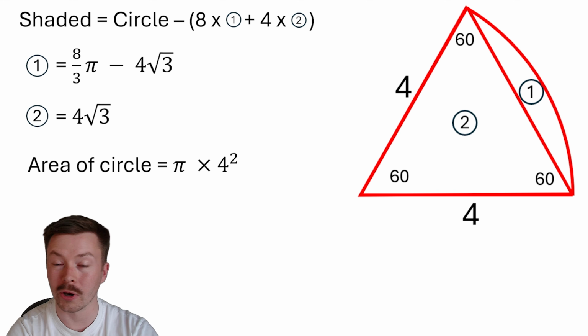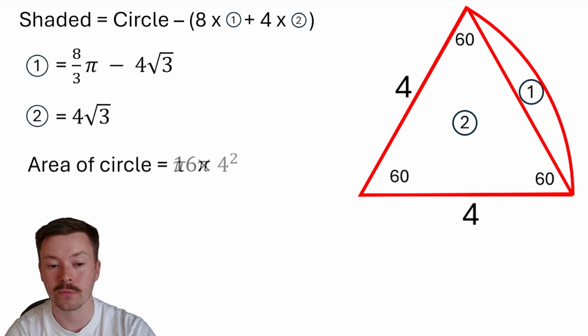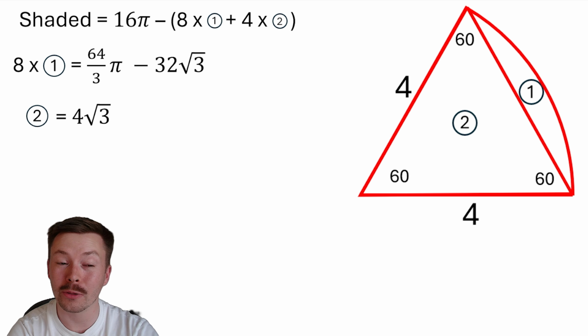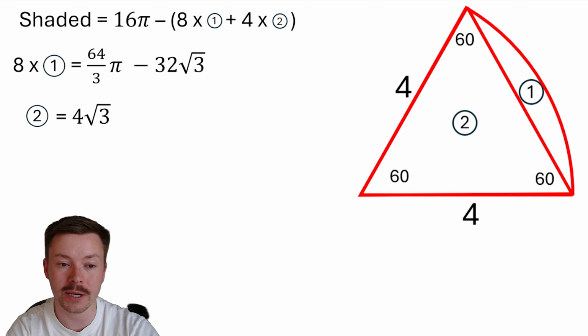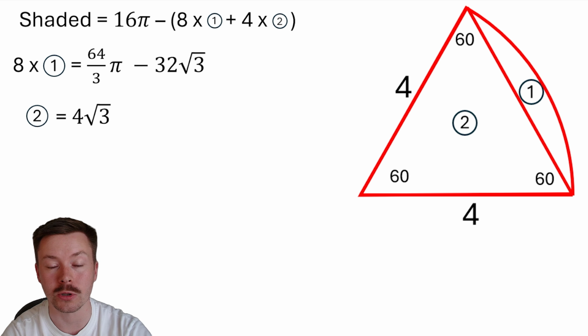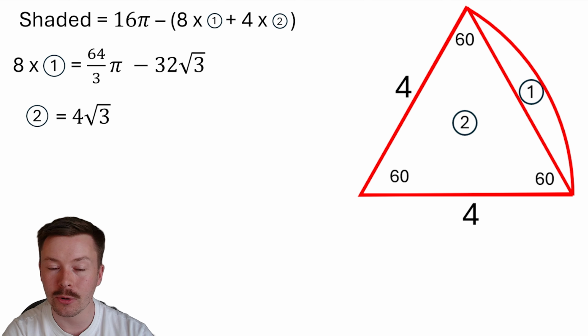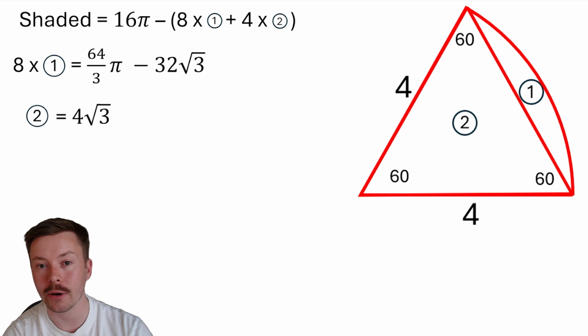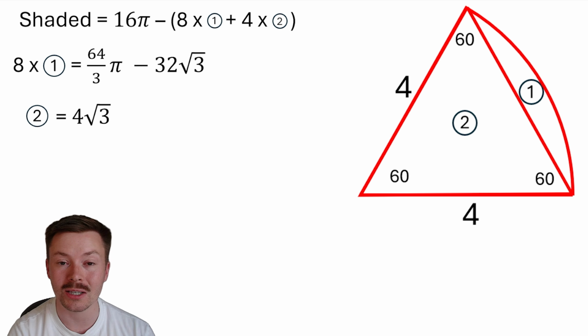So we're going to work out the area of the circle first, which is 16 pi. We're going to plug that in. Then we're going to do 8 lots of 1, which is 64 over 3 pi, from the 8 over 3 times 8, and then 4 root 3 times 8, which is 32 root 3. We're going to do a similar thing with that second equation. We're going to times that by 4, so we can substitute this into that top equation for the shaded area.